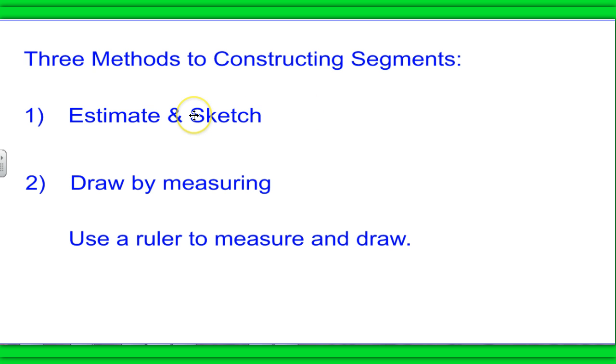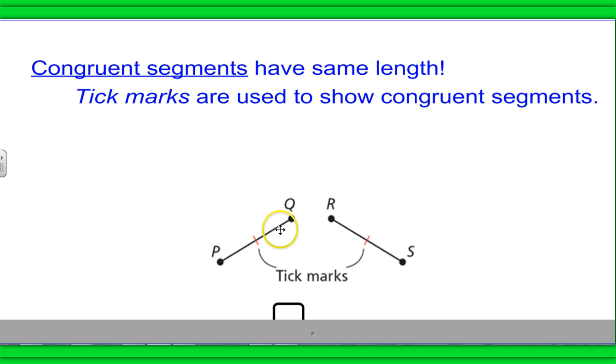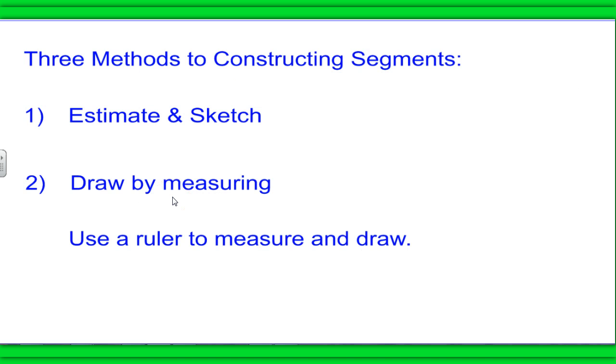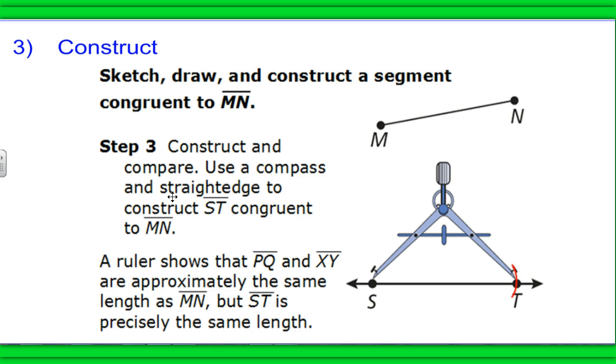That's easy, and I'm sure you would be very capable of doing that. A second would be by measuring, draw by measuring. So we could take a ruler and measure PQ, know the exact length, and then just use that ruler somewhere else and draw the same length segment, right? And the third method is to construct.